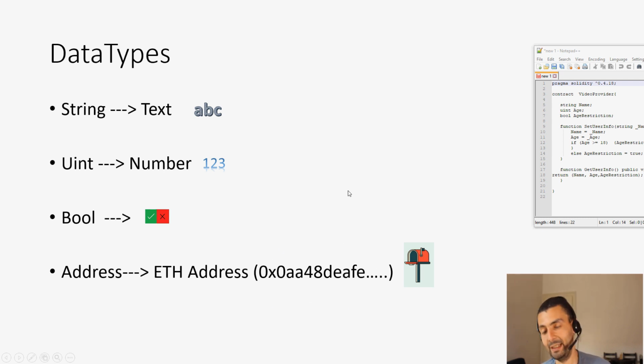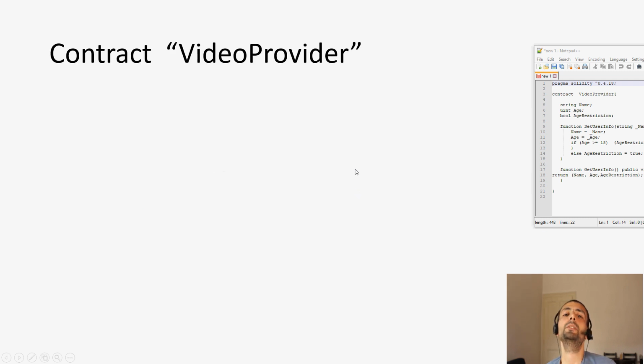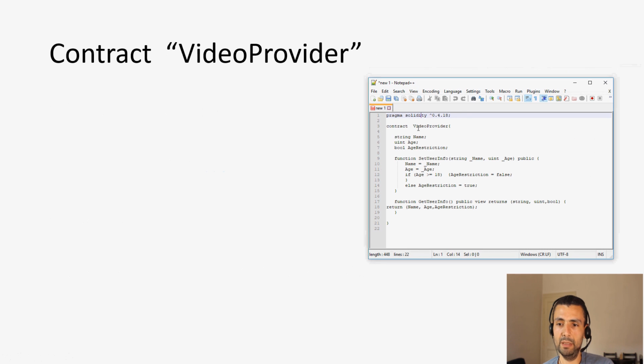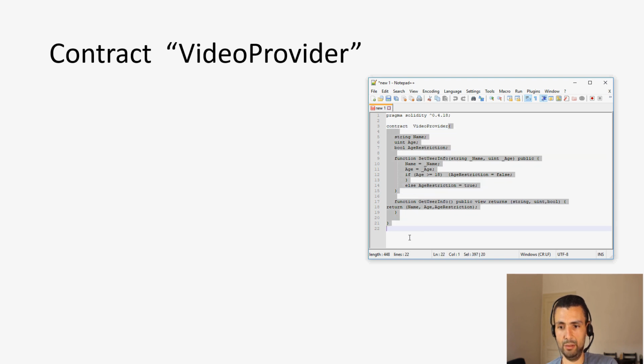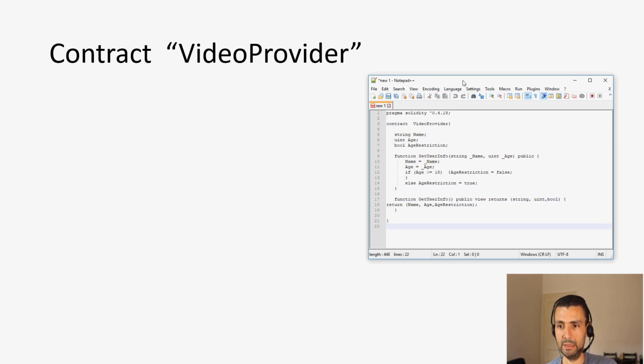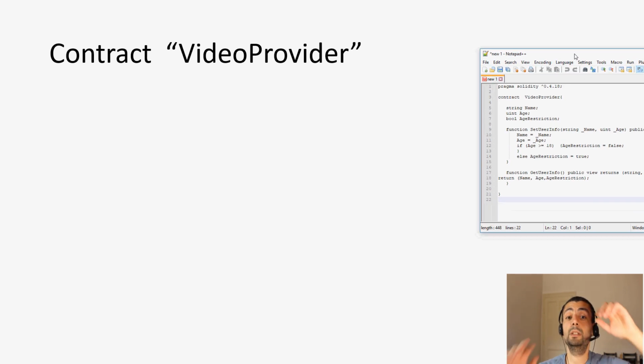So yeah, contract video provider. So basically, guys, when you create a contract, you simply write contract and the name of the contract. It's as simple as that. And then you open your quotation and add the code. Yeah, very simple. So what's going on in the video provider contract?